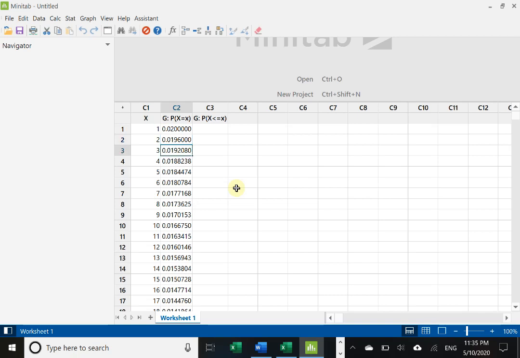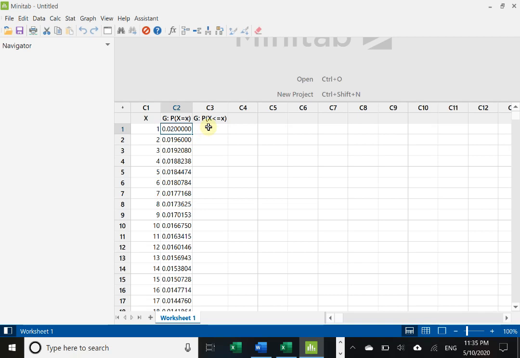Next one, to get success on the third trial, that means you must have failed for the first two, right? That's 0.98 squared times 0.02, and so on and so forth. So there you go. This is how I got those individual probabilities, and that's where I got my probabilities for 5, 6, 7, 8, and so on from here.